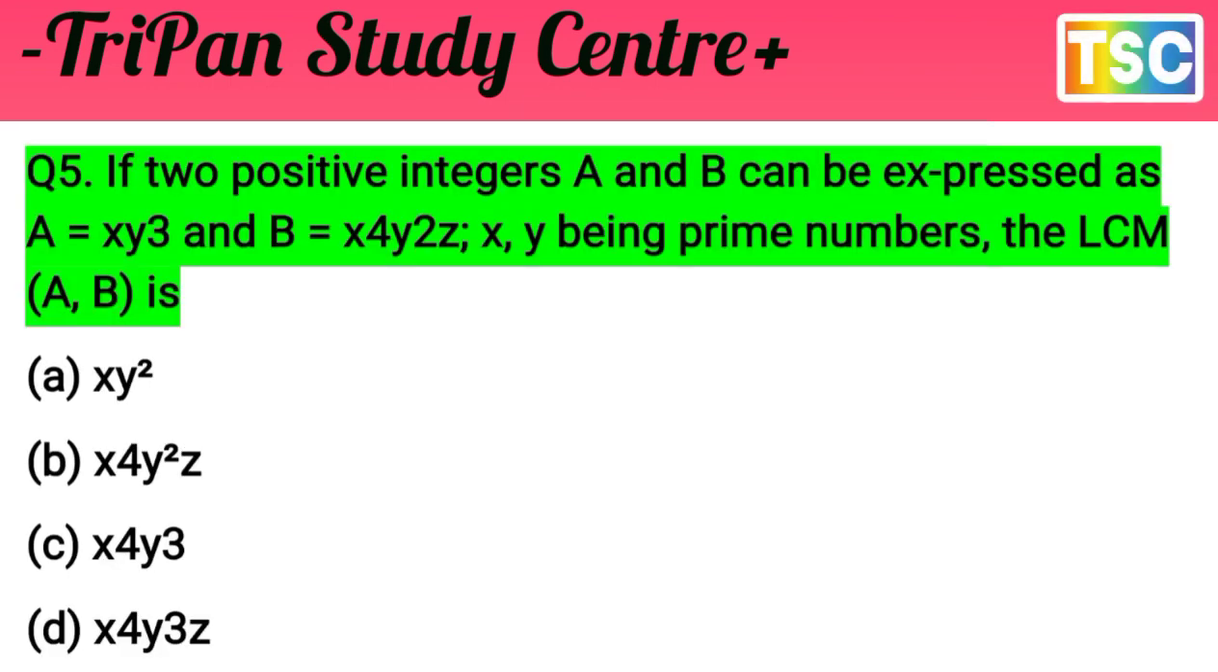The next question, that is important. If the two positive integers a and b can be expressed as a is equal to x y cubed and b is equal to x to the power 4, y squared, z, where x and y are prime numbers, the LCM of a and b is? The question is clear here. The options are A y squared, B x4 y2 z, C x4 y3, and D x4 y3 z.